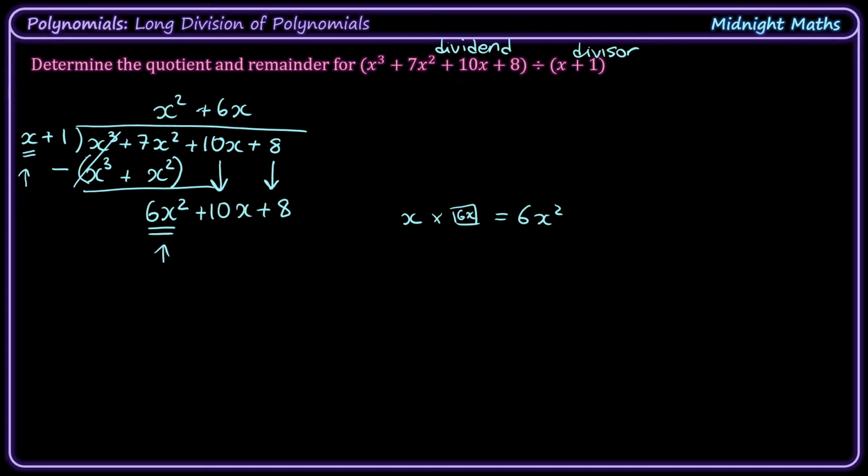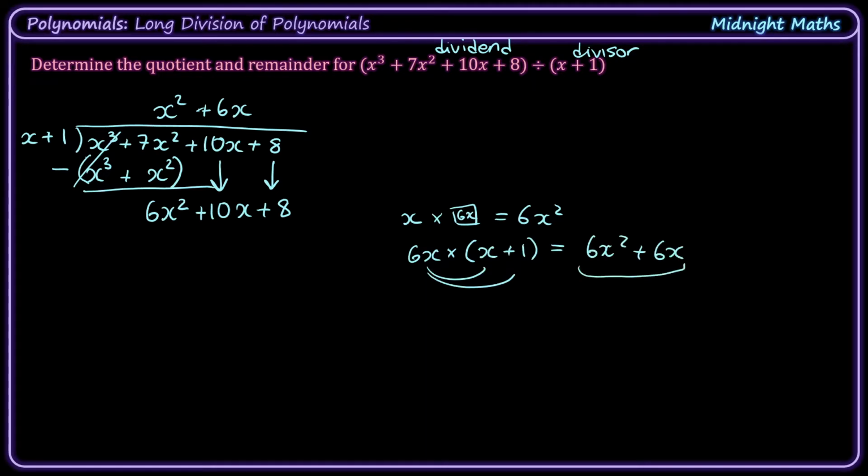Now the next step is to grab that thing that we just wrote up the top and multiply this whole divisor by that. So let's do that on the side as well. We're doing 6x times the entire divisor, x plus 1. And expanding that out, it's 6x squared plus 6x. Good. Now we put this underneath our line here, matching everything up. So we put 6x squared plus 6x underneath and we subtract it. So we put brackets around it and we subtract it.